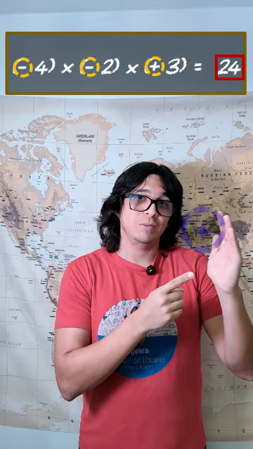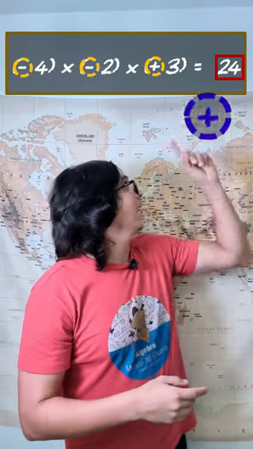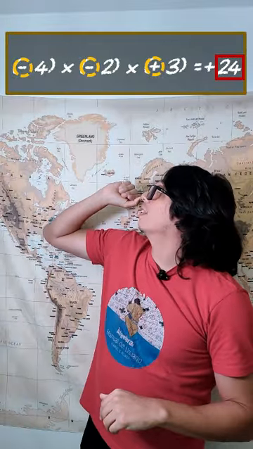We have a positive here. The positives do not have the ability to change, stays positive. We put it in our answer, and the answer is positive 24. So negative 4 times negative 2 times positive 3 is positive 24. And this is going to happen every single time.